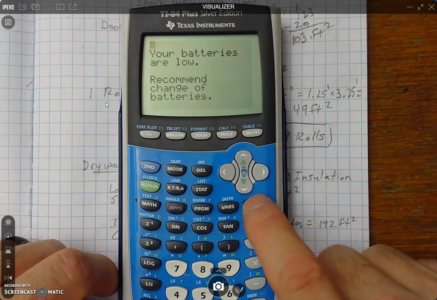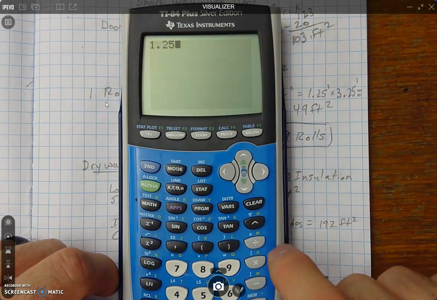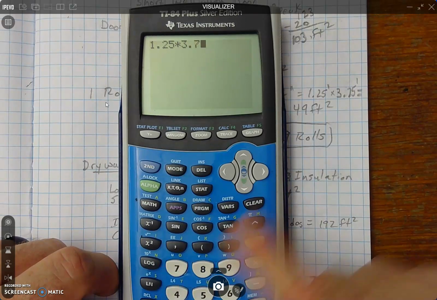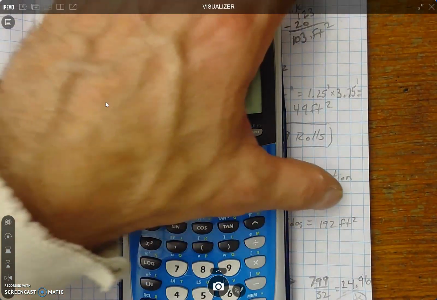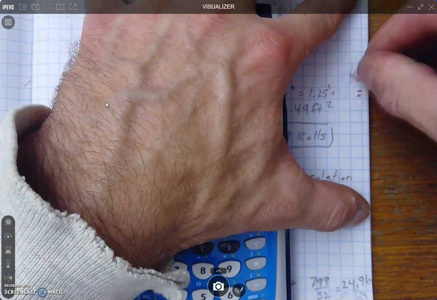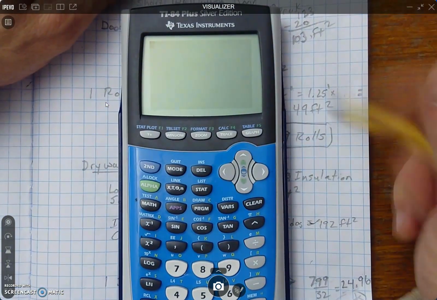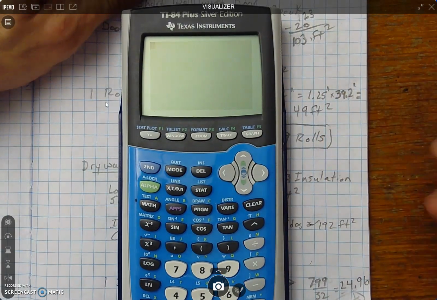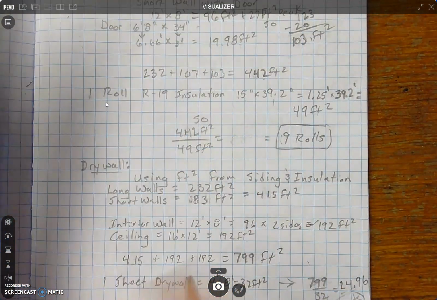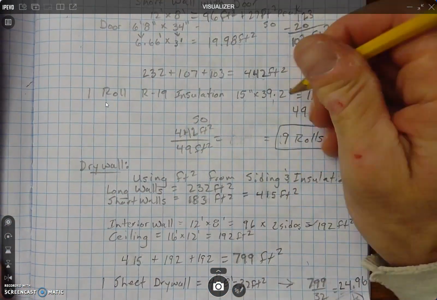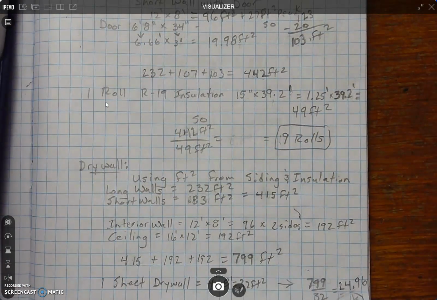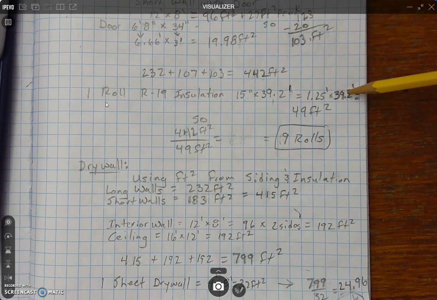Say 1.25 feet times 3 point. Oh, no, wait, that was already in feet. I apologize. So I changed this. I converted something I didn't need to convert. It was 15 inches wide by 39.2 feet long. So what I put here, that's feet, not inches. So the insulation is 15 inches wide by 39 feet long in one roll. So I apologize. I didn't need to convert this.